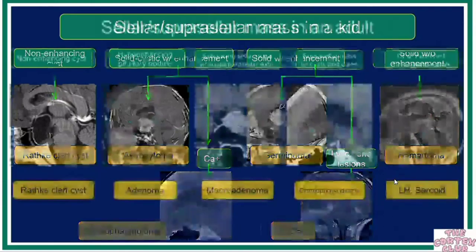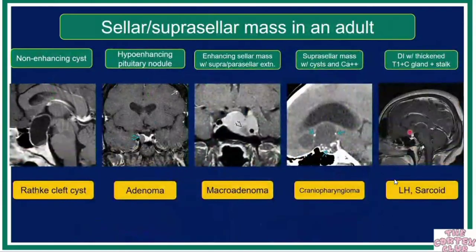Now, if this is an adult, then the differential is slightly different. If it's a non-enhancing cyst, it's probably, again, a Rathke's cleft cyst because they are vastly more common than other kinds of lesions. If I see a hypoenhancing lesion, which is less than 1 centimeter, hypoenhancing against the enhancing pituitary tissue, then I think of a microadenoma. Then other larger lesions that have suprasellar, parasellar extension, I think of a macroadenoma. If I see a suprasellar mass with cystic change and calcification, again, craniopharyngiomas can be there in the adult population, especially with the bimodal distribution. Again, I think of a craniopharyngioma.